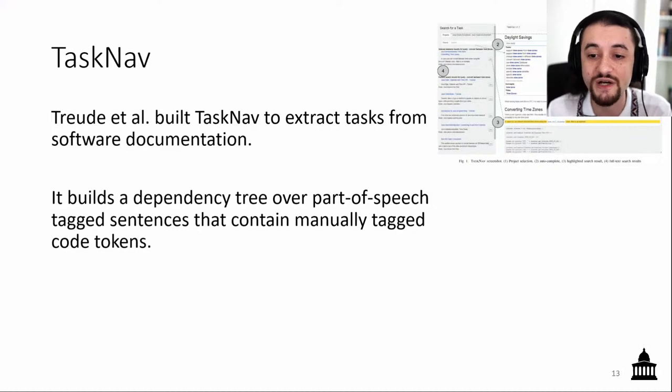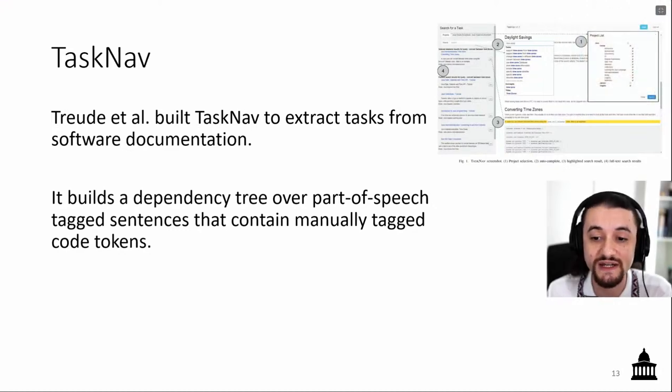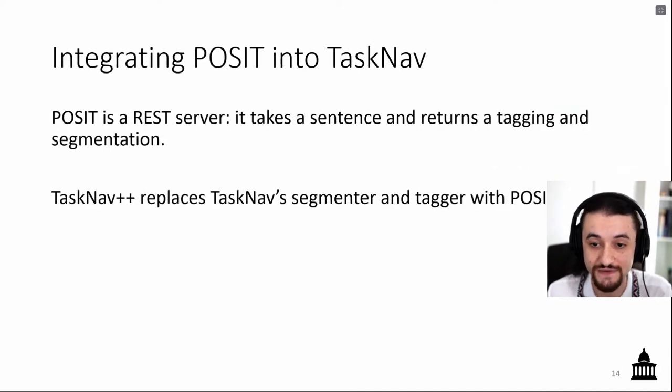TaskNav is a tool by Treude et al. that extracts tasks from software documentation. It employs rules to identify tasks from a dependency tree parse of an English sentence. Constructing these requires sentences decorated with part of speech tags, but mixed text often misleads off-the-shelf POS taggers. To mitigate this problem, TaskNav employs heuristics and manual annotations.